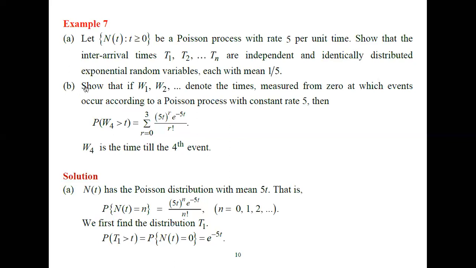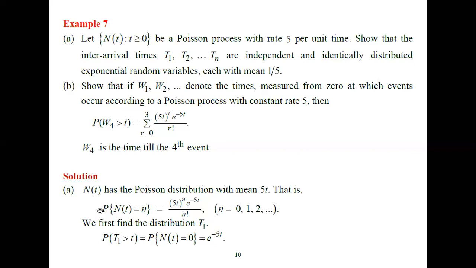Then B says, show that W1, W2, what is W1? Waiting time, don't forget. W always denotes what? Waiting time. So if W1, W2 denote times measured from zero at which events occur according to a Poisson process with a constant rate 5, then W4 greater than T is given by this, where W4 is the time till the fourth event. This has also been proved earlier, except that now we are using T.